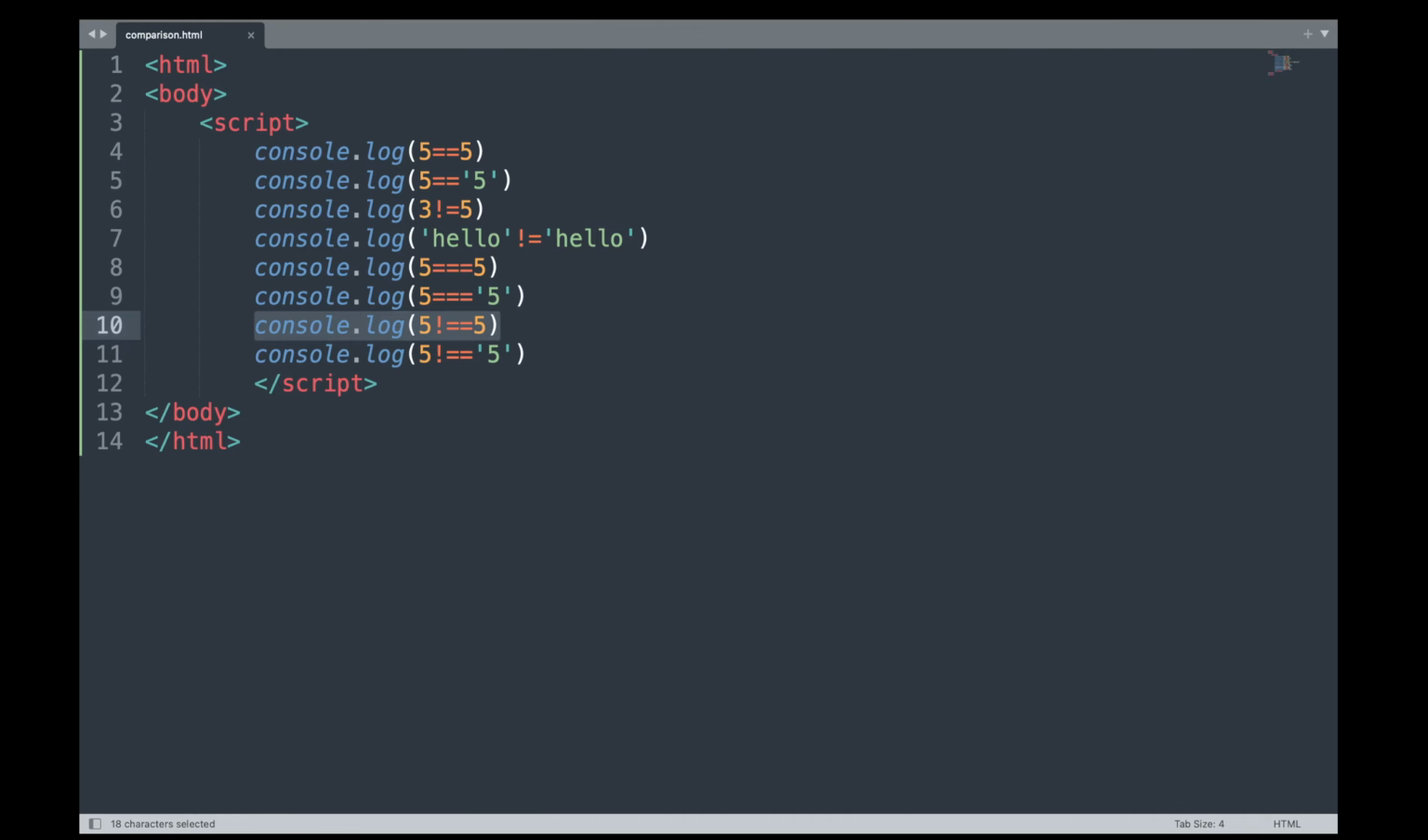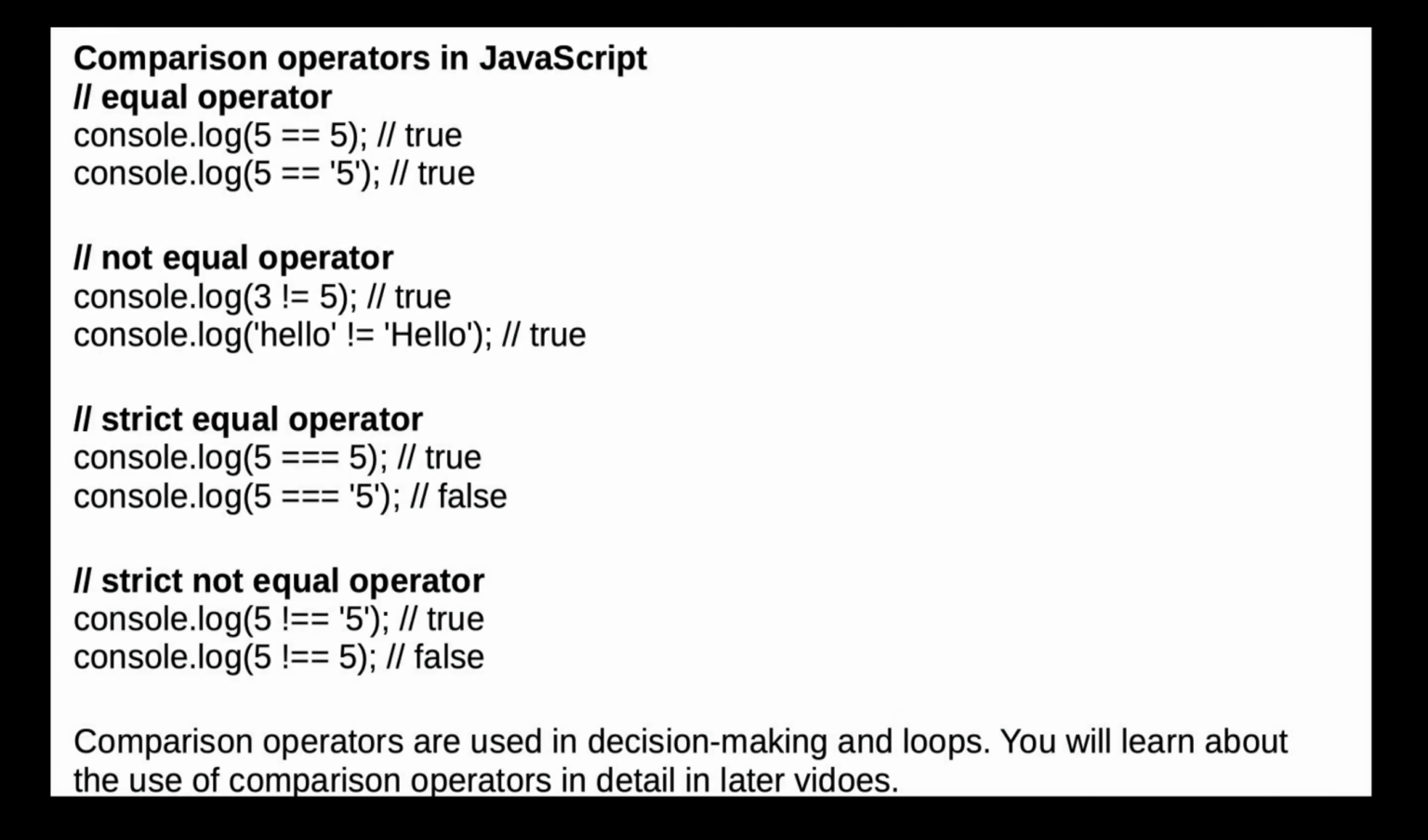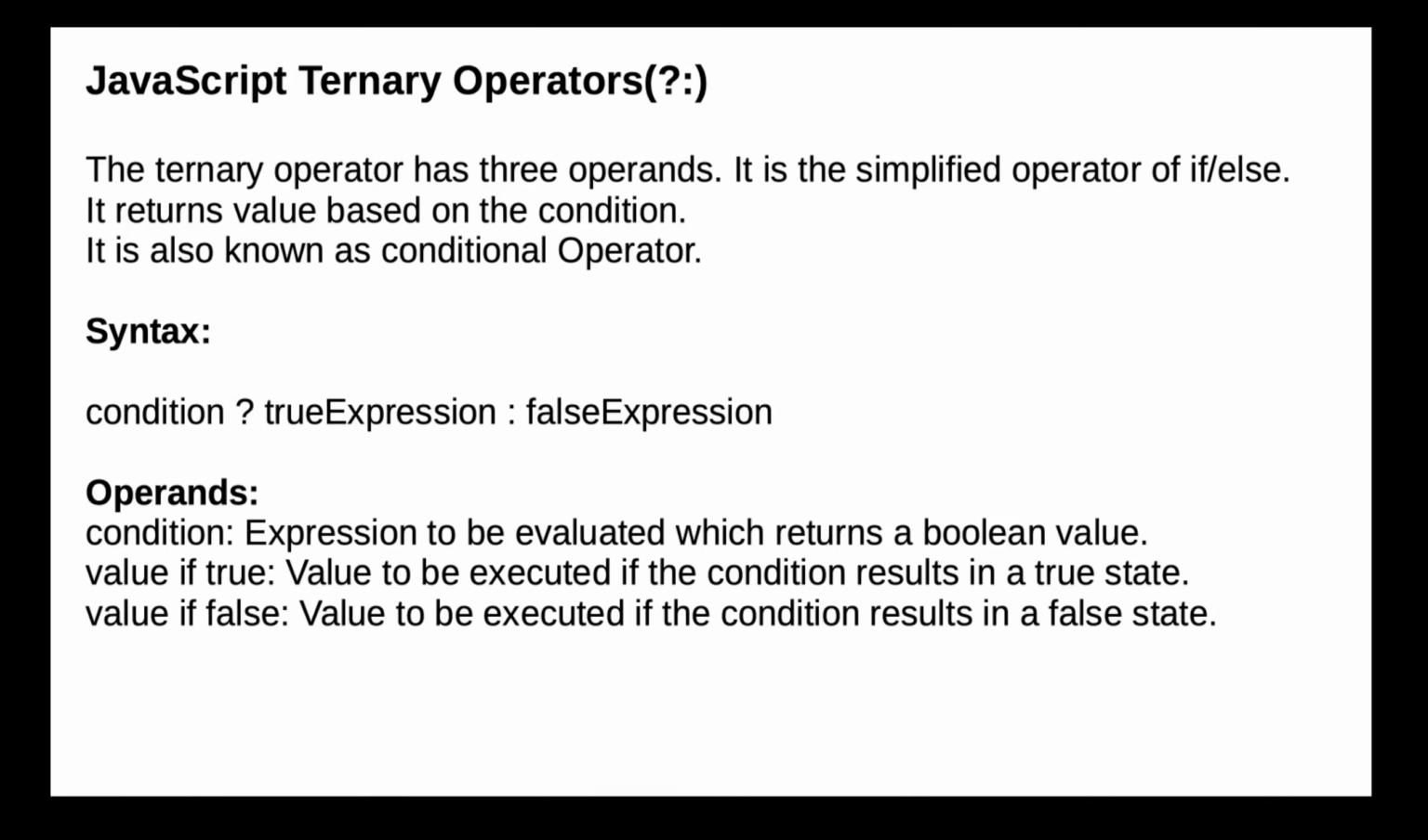So next is JavaScript ternary operator. The ternary operator has 3 operands. It is the simplified operator of if else. It returns value based on the condition. It is also known as conditional operator. So syntax is first we check the condition, then use ternary operator, then we write true expression, then false expression.